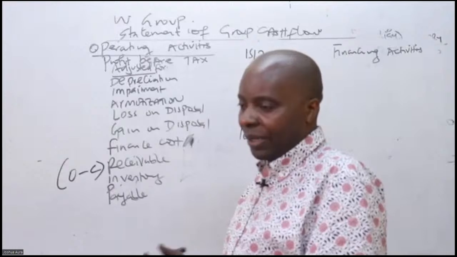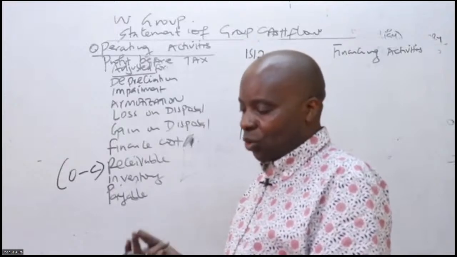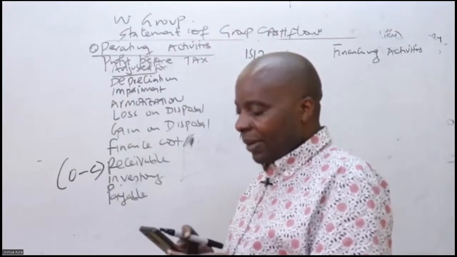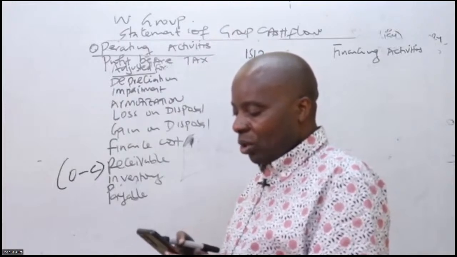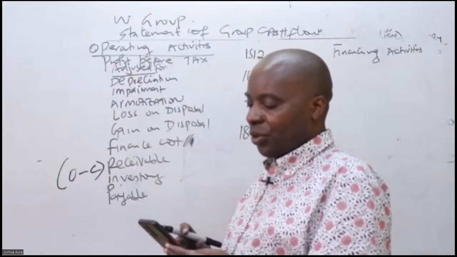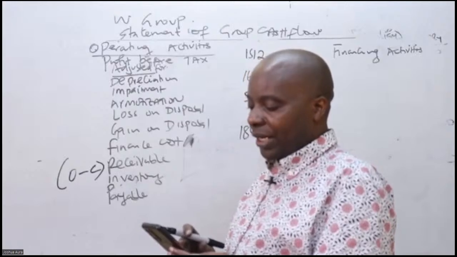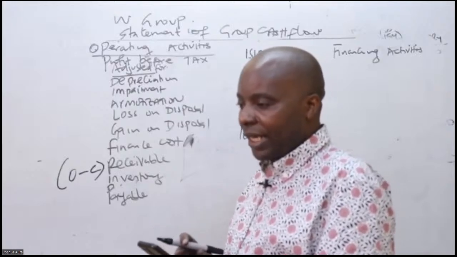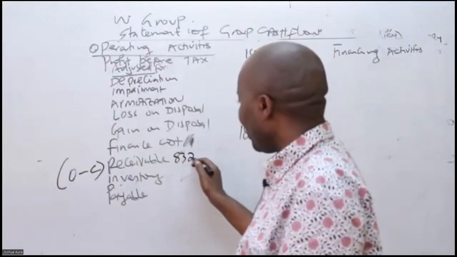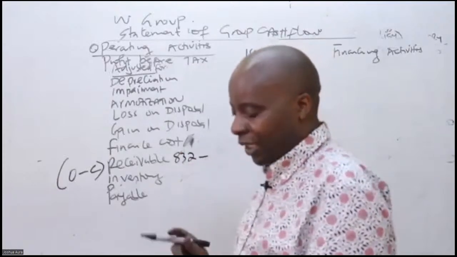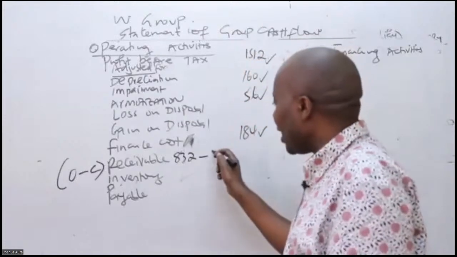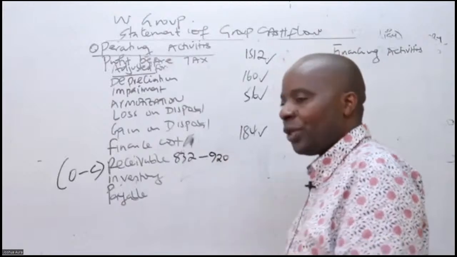Remember, 2021 is the opening year. 2022 is the closing year. So 2021 opening year, receivable. Go to current assets, receivable. I can see 832. So receivable here we have 832 opening, and then closing is 2022 receivable. I can see 920. And this is the concept that I wanted to sell to you here today.